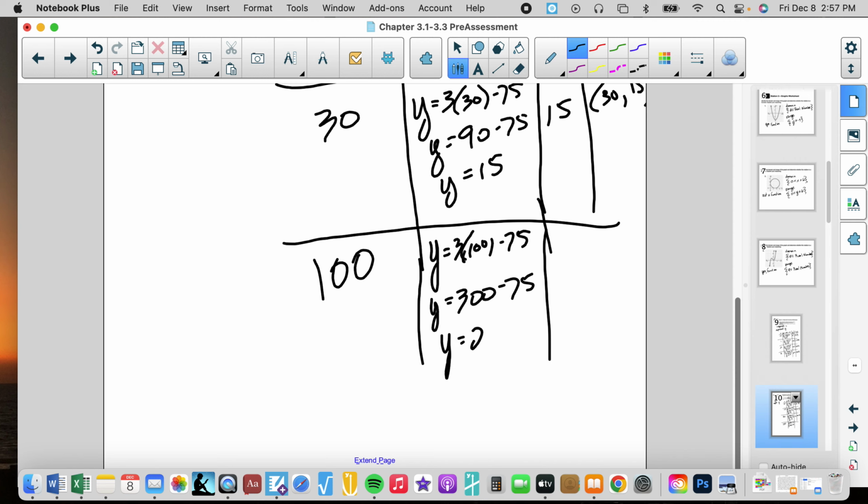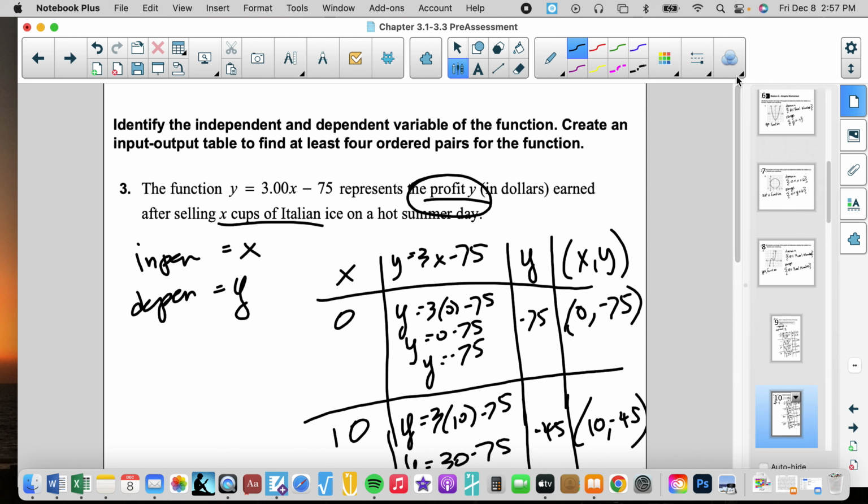Well, that would give me $225. So if I could sell 100 Italian ices, I would have $225 of profit. Nice. That's not too bad. Yeah, so what is this?